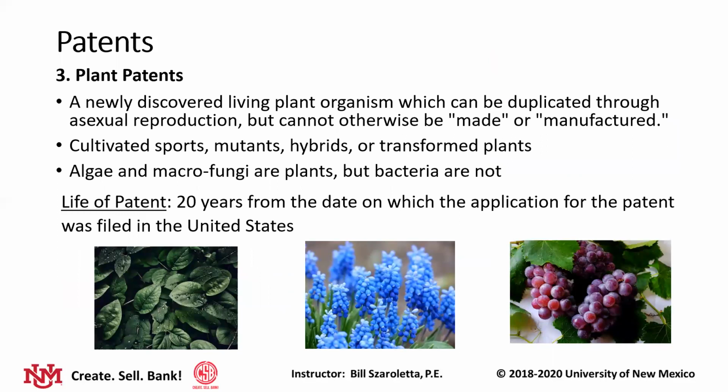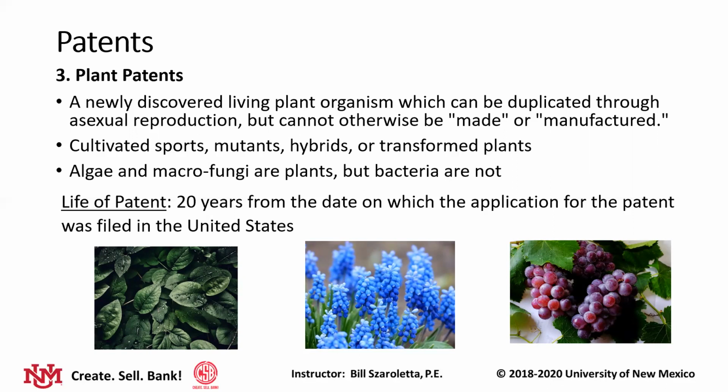The third type of patent is a smaller category, but it's still worth mentioning, and it's plant patents. There are a couple of different things that fall under this. Essentially, it has to be a newly discovered living plant organism, which can be duplicated through asexual reproduction, but cannot otherwise be made or manufactured. This can be cultivated plants of a lot of different varieties, hybrids, mutants, or transformed plants. And it's important to note that algae and fungi are considered plants under this, but bacteria are not.